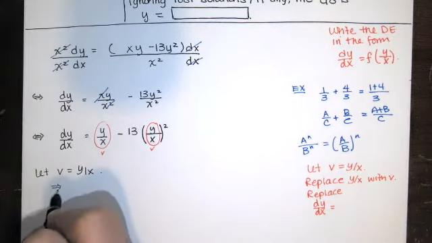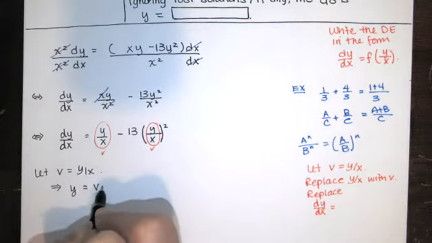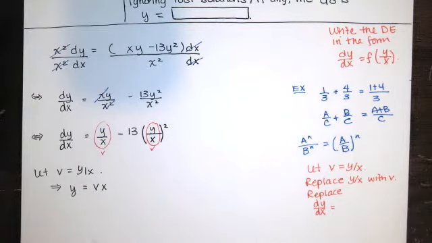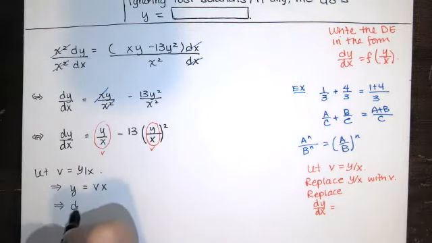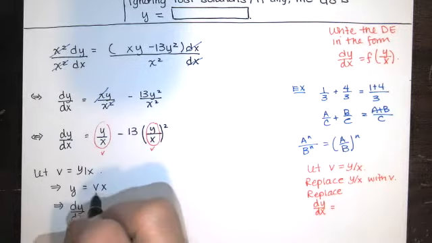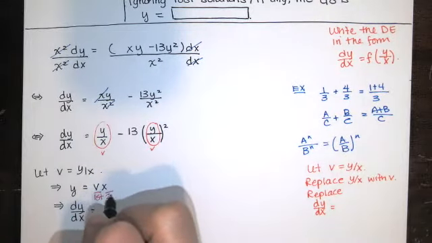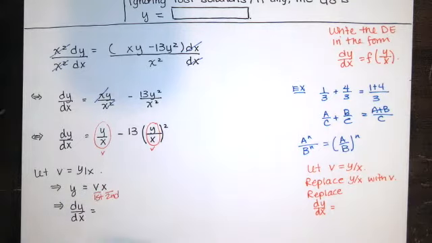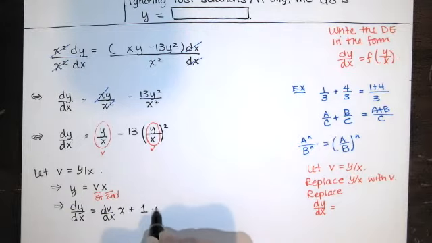Then if we multiply both sides by x, we get y equals v times x, where v is a function of x. And then if we compute dy dx using the product rule, where this is our first function and this is our second function, we get derivative of the first times the second plus derivative of the second times the first.